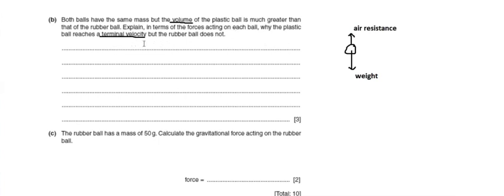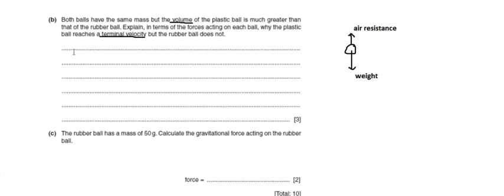and that's why the air resistance acting on the plastic ball will be more than on the rubber ball, and that's why the plastic ball will achieve the terminal velocity, because soon the air resistance will have an equal value to the gravity or the weight, and the two forces will be equal and opposite at that time, and the plastic ball achieves the constant velocity or the terminal velocity.